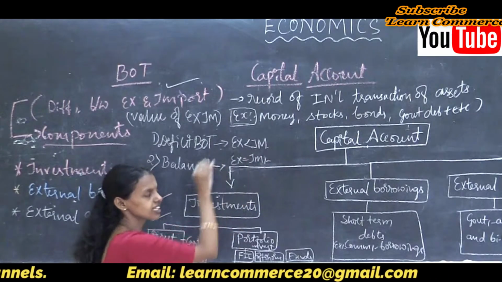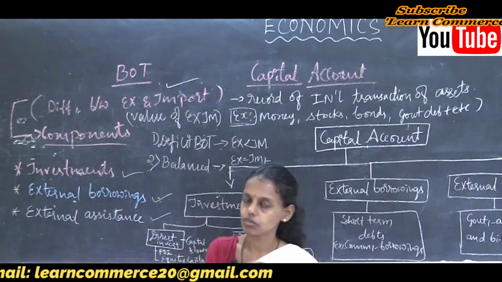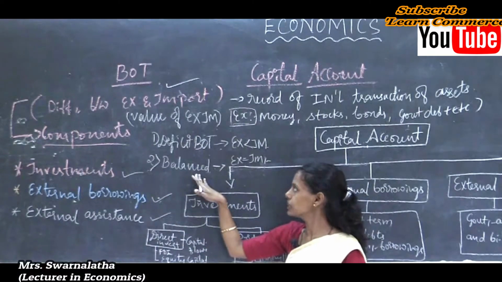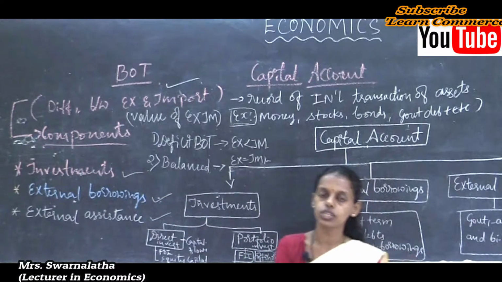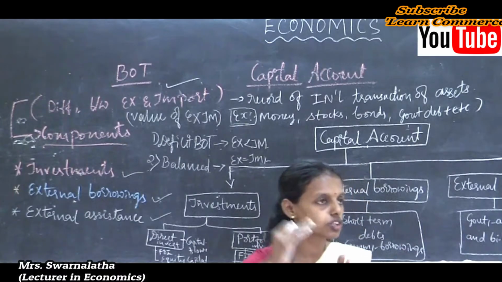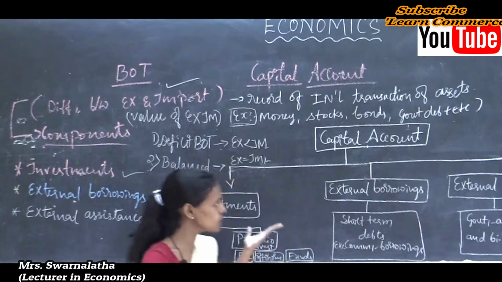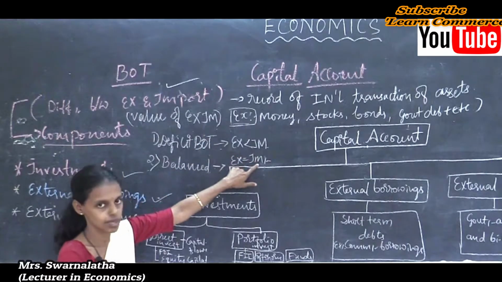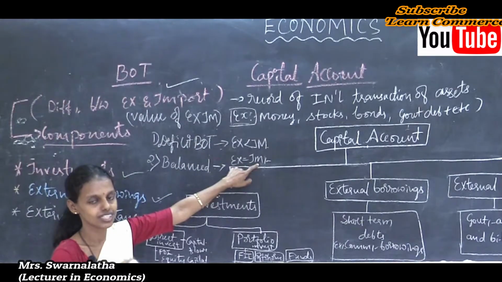A balanced balance of trade takes place in very rare cases. Balanced balance of trade is nothing but exports being equal to imports. If 50% is exported and the same amount is imported, it is said to be a balanced balance of payment. It is a very rare case for a country like India.